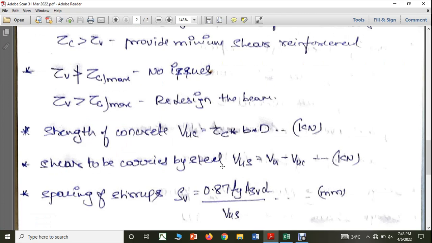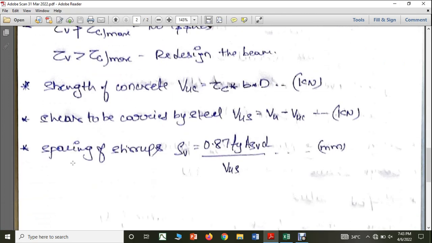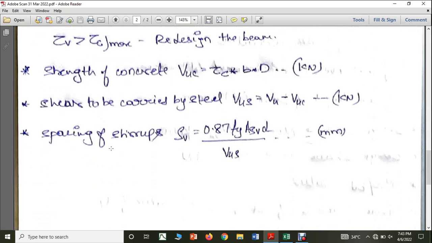Once you do VU minus VUC, you are supposed to calculate the spacing of the stirrups. Before that, you have to assume the diameter of the reinforcement used for the stirrups and find out the area. While doing that, you should choose whether it is a two-legged or one-legged stirrup. So now let us assume that all the stirrups will be two-legged.